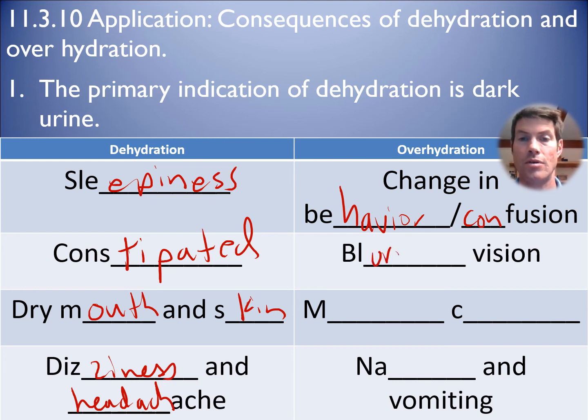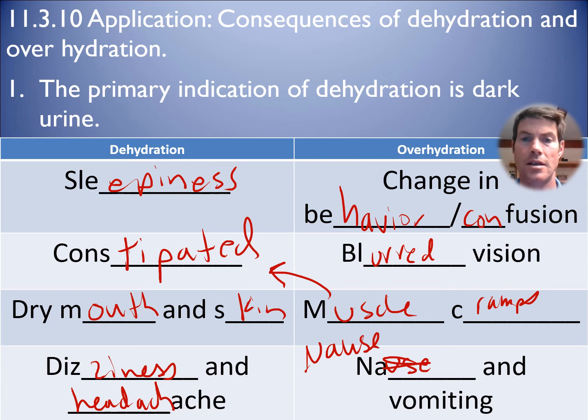If you're overhydrated, your behavior might change, and you might be confused. You might have blurred vision and muscle cramps, which also could happen in your dehydrated state too. And nausea. I don't know if you can read that. I'll write it over here. N-A-U-S-E-A. Okay, nausea and vomiting.